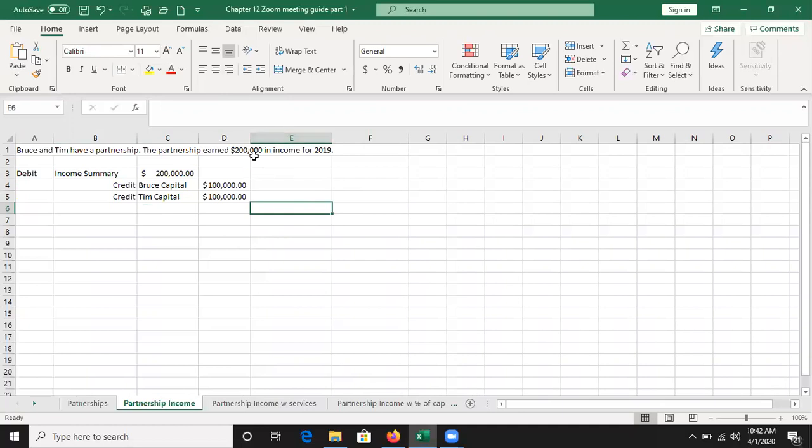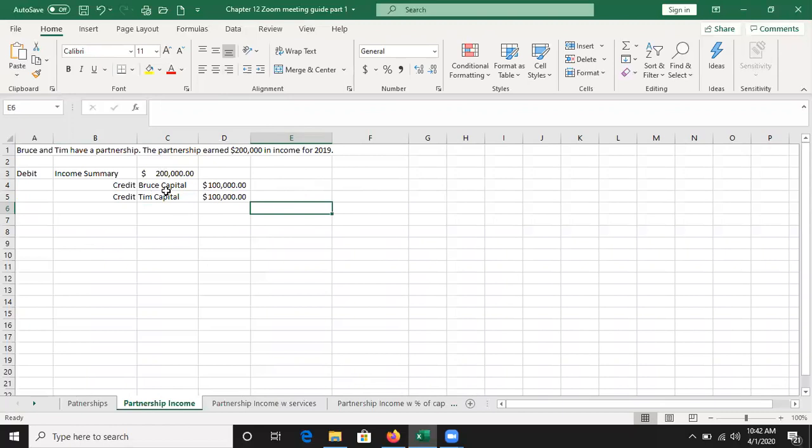So partnership income, if it doesn't give you a percentage, like Bruce gets 10%, someone else gets 90%, you just split it evenly amongst them. And it doesn't get sent out as cash. Okay, so that's important to know. When there's partnership income or loss, it is just distributed to their capital.